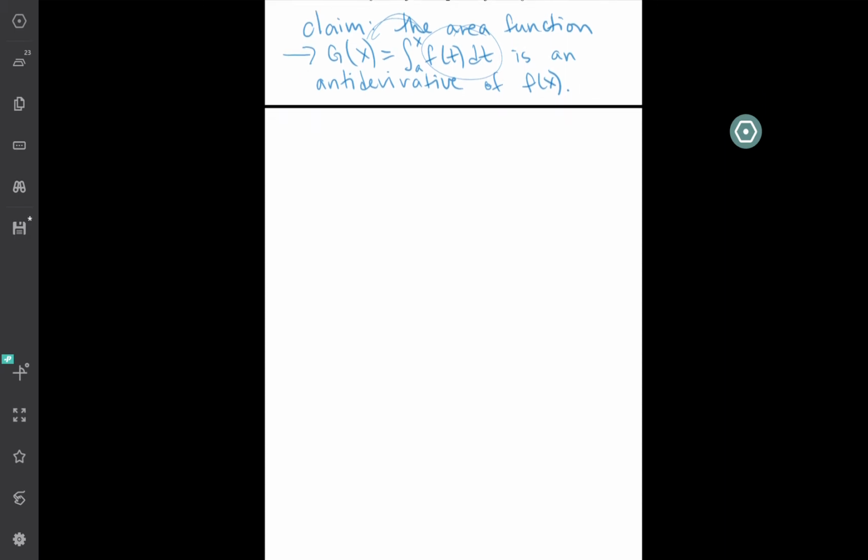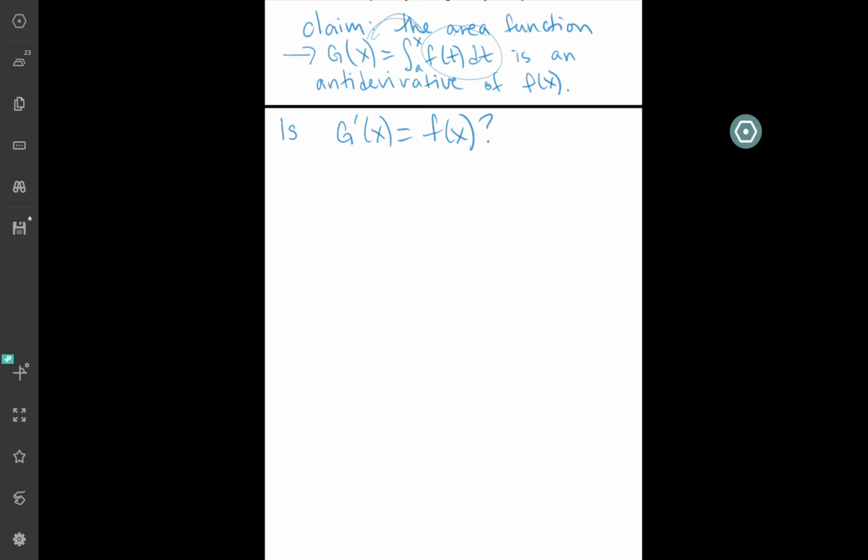If we want to check this, what we need to know is: is the derivative of g equal to f? So is g prime of x equal to f of x? And if so, then the area function is an antiderivative. If the derivative of the area function is little f, then the area function is the antiderivative of little f.